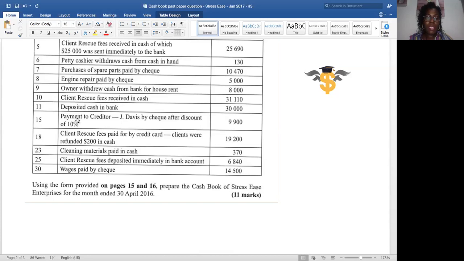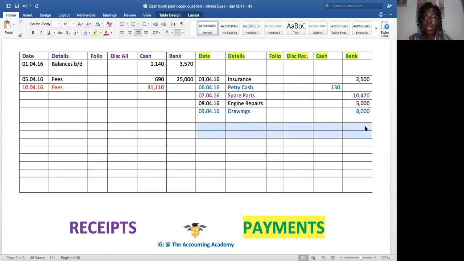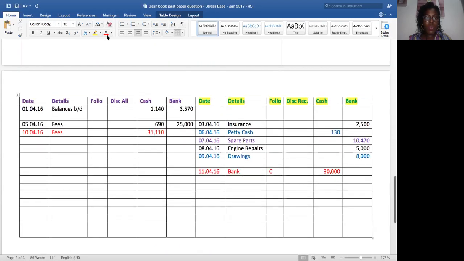So let's read again. Payment to creditor J. Davis by check after discount of 10%. So this 9,900 is after the discount. So that means that this is 90%. You have to find what the 10% discount is, right? And that is going to be 11,100. I may do a question soon on how to find the original price. Right now I have a post on Instagram showing you how to find the original price, but I have not been able to get around to doing a video on that as yet. Those who are in my live classes, you should have this down packed by now.